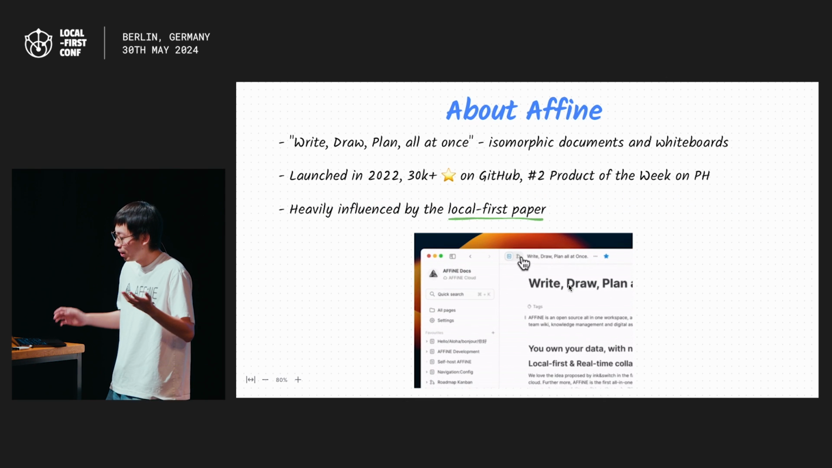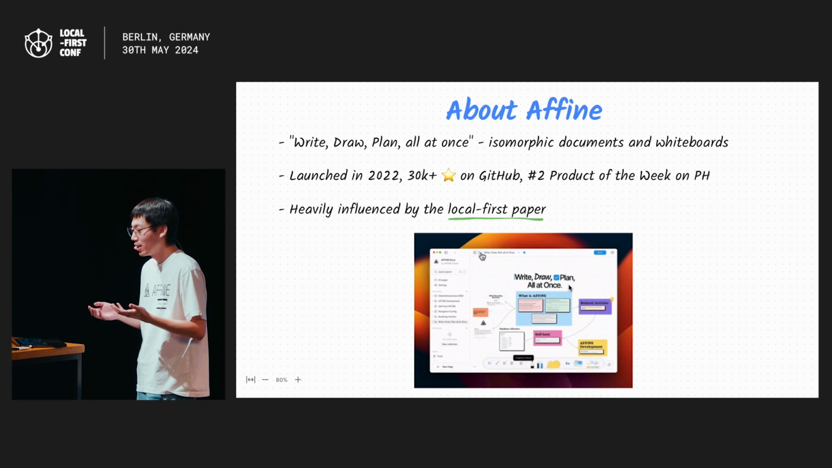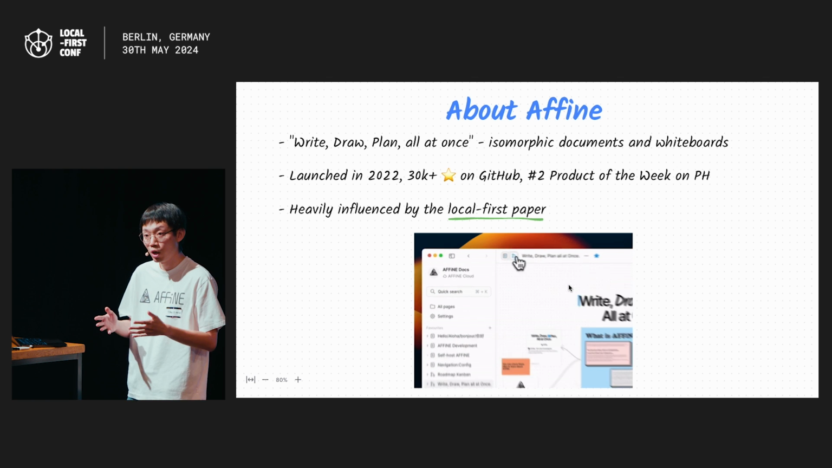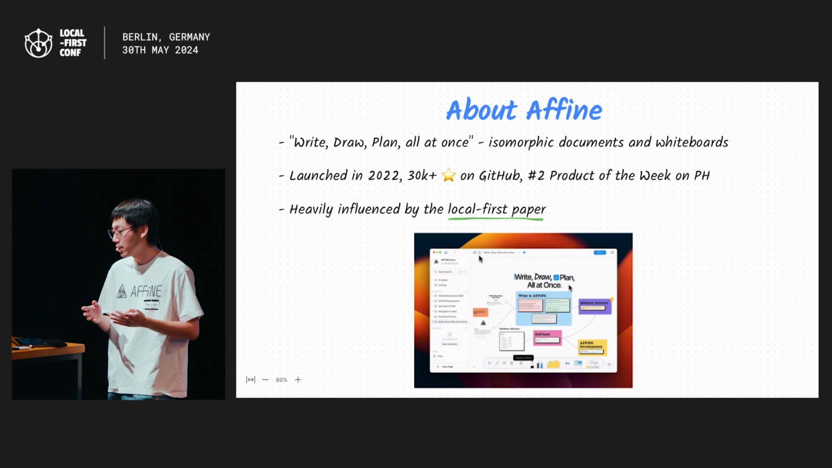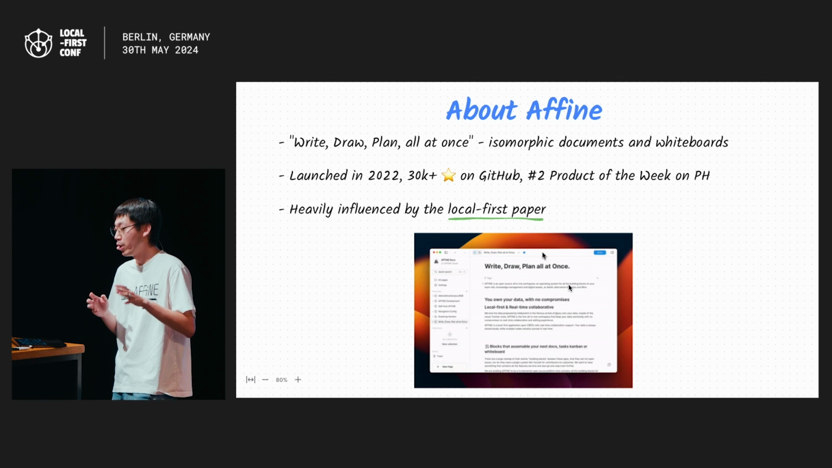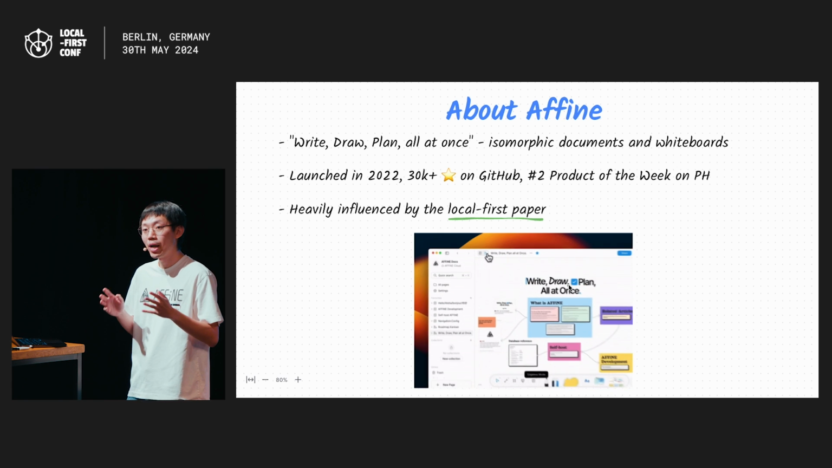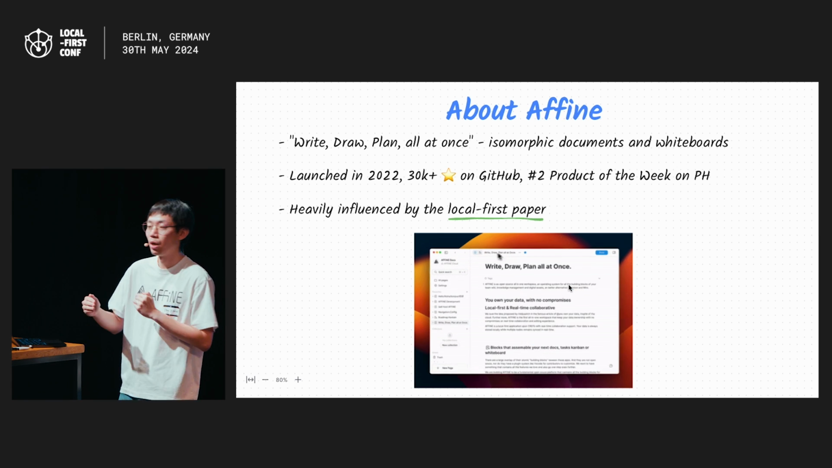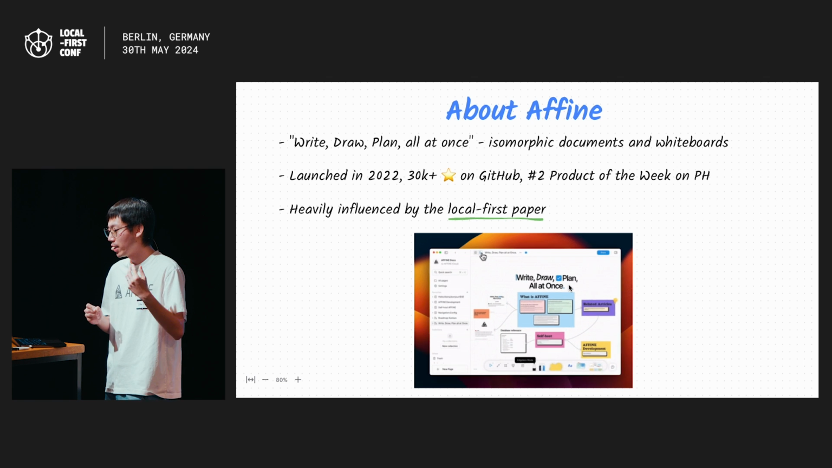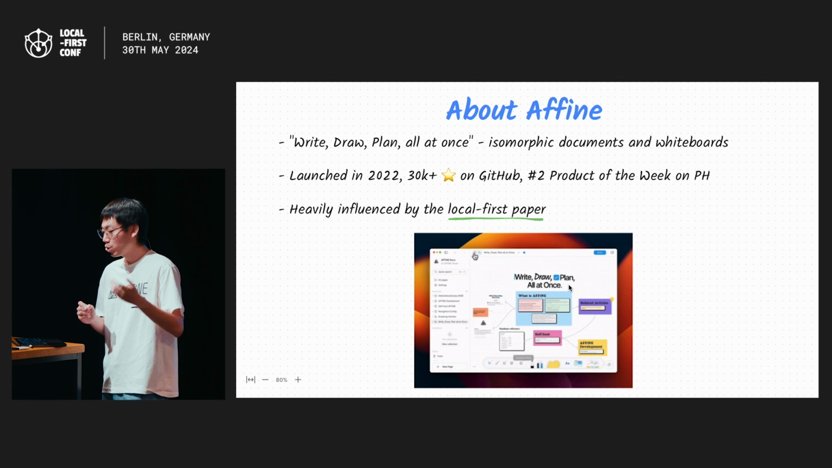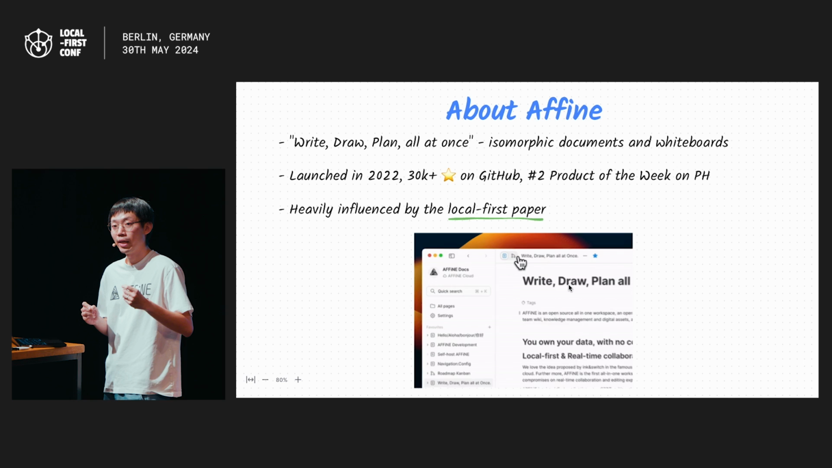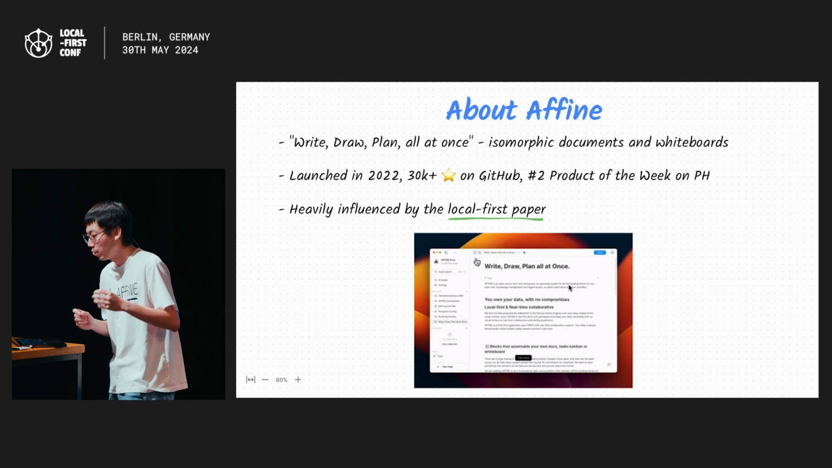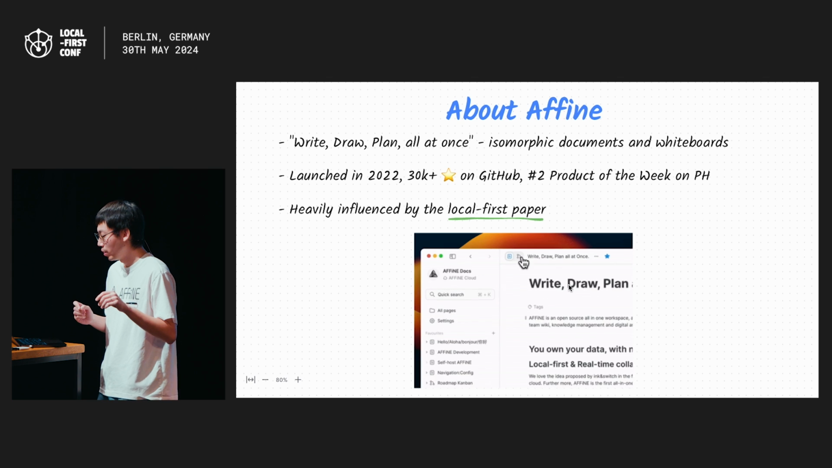Another brief introduction about Affine. The slogan is: write, draw, and plan all at once. It's an open source, local first knowledge base that allows you to create isomorphic documents and whiteboards. They are all block-based, so that you can visualize and organize your content with more flexibility. Affine was launched 2 years ago and has already got more than 30,000 stars on GitHub and was ranked #2 product of the week on Product Hunt recently.